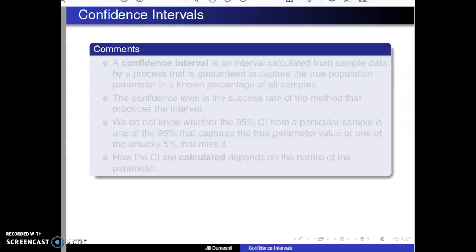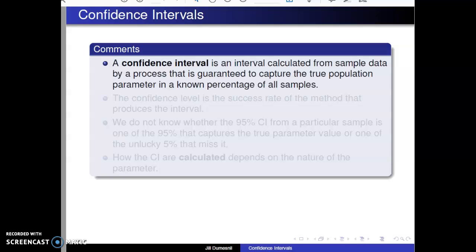There are a few important issues of note concerning confidence intervals. A confidence interval is an interval calculated from sampled data by a process that is guaranteed to capture the true parameter in a known percentage of all samples. The confidence level is the success rate of the method that produces the interval.